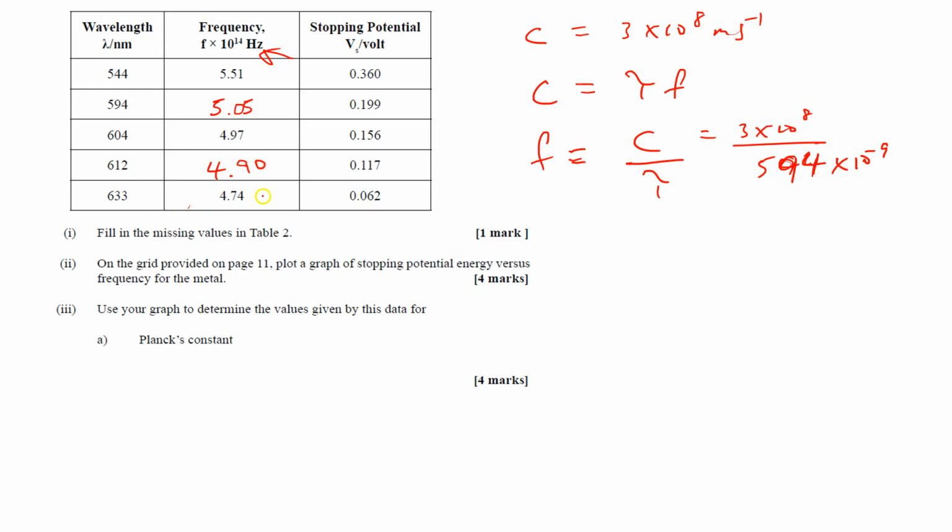All right, so that just completes the table there. It says the graph you provided, it says graph of stopping potential energy versus the frequency of the metal. This can be a little bit tricky, because they're saying stopping potential energy. You're not saying stopping potential, but stopping potential energy.